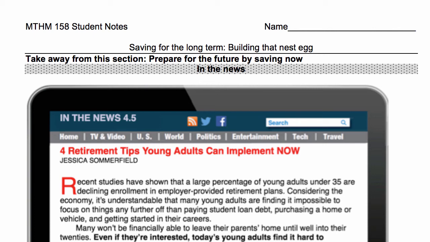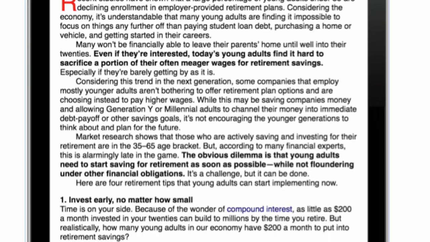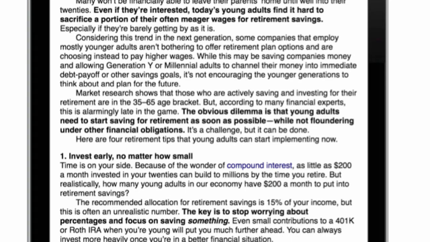This section is about saving for the long term by building your nest egg. The takeaway from this section involves the idea of preparing for the future by saving now. The article below gives retirement tips for young adults, with the first recommending that young adults start saving early, even if the amount is small.